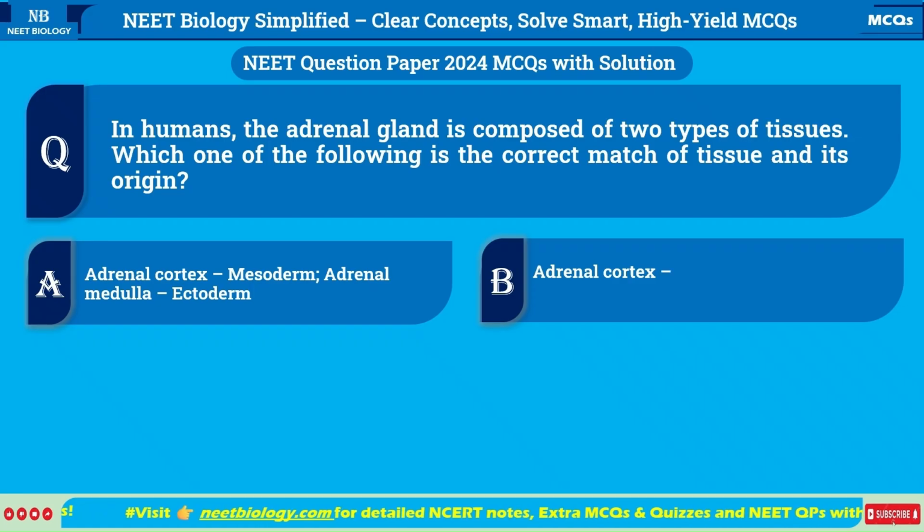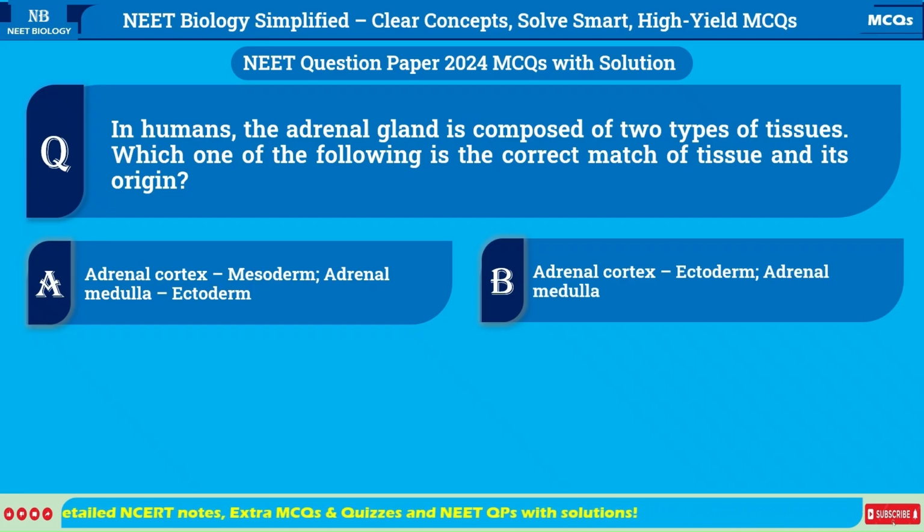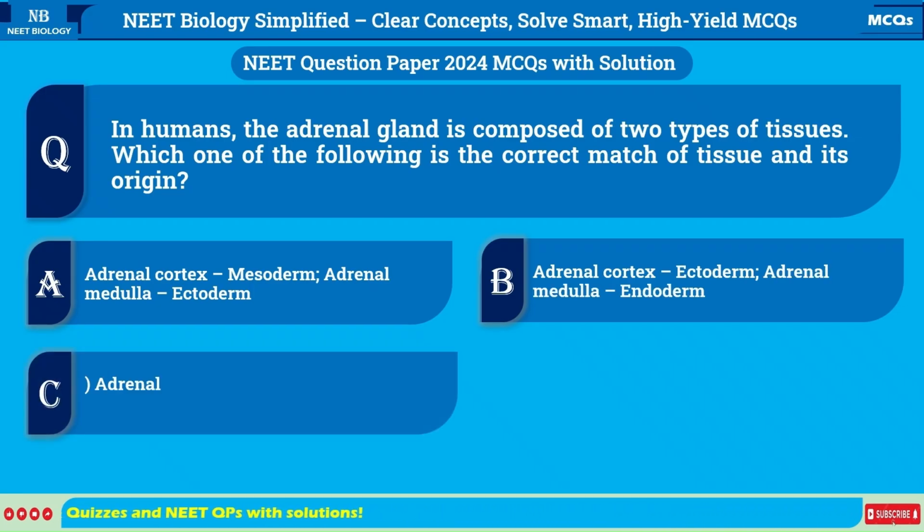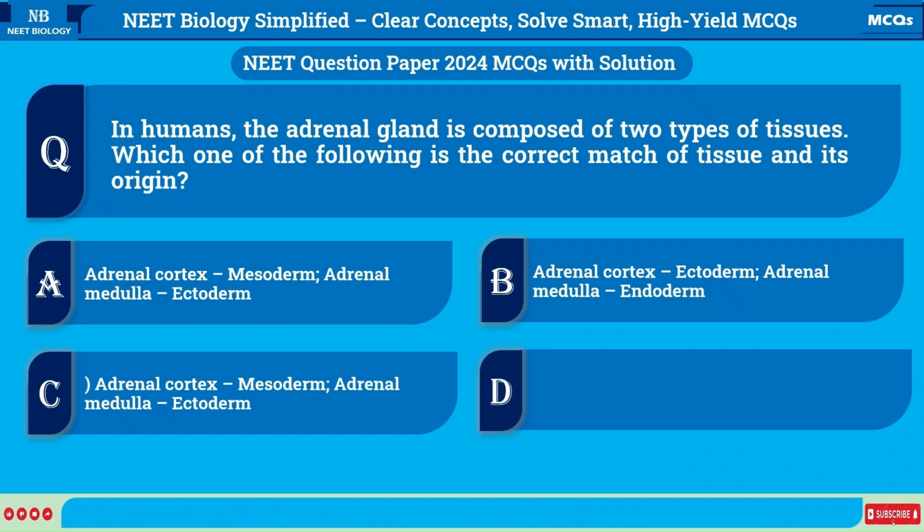B. Adrenal cortex, ectoderm, adrenal medulla, endoderm. C. Adrenal cortex, mesoderm, adrenal medulla, ectoderm. D. Adrenal cortex, mesoderm, adrenal medulla, ectoderm-derived neural tissue.